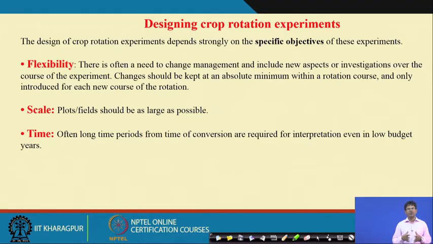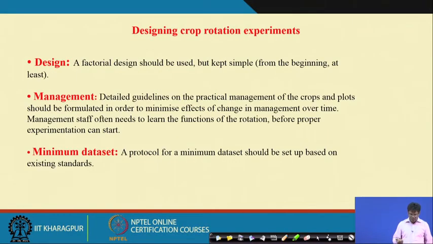So, if you continue for more years, then you can have a better interpretation of the results for the evaluation of the cropping system design. And also when you go for the design, you can choose a factorial design, especially for this, there may be 2 factors or more than 2 factors of the experiment for the evaluation of this rotation design.